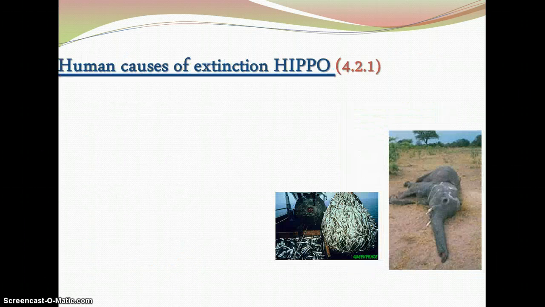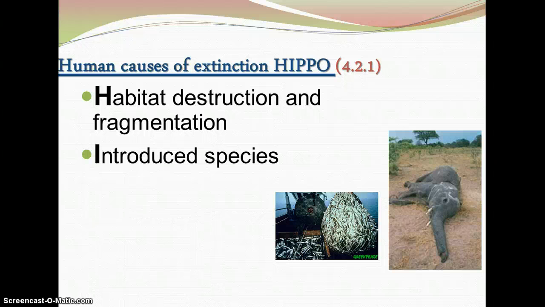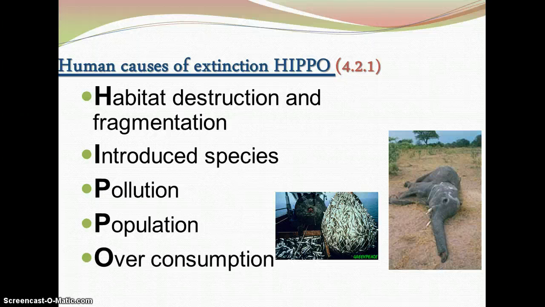There's also a lot of human reasons that an organism could go extinct. We have an acronym for this called HIPPO. Here they are, and you have them directly in your notes. Habitat destruction and fragmentation, an introduced or invasive species, pollution, population growth, and overconsumption. Remember, that's the acronym HIPPO.